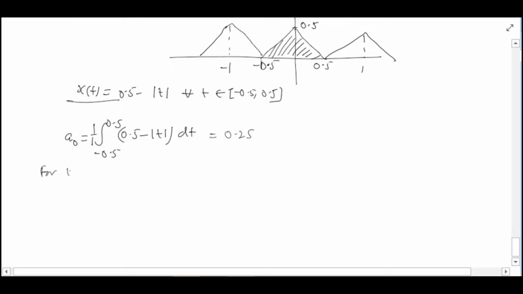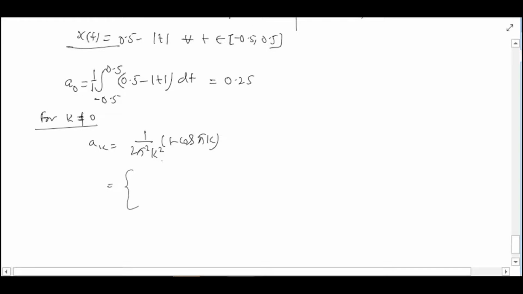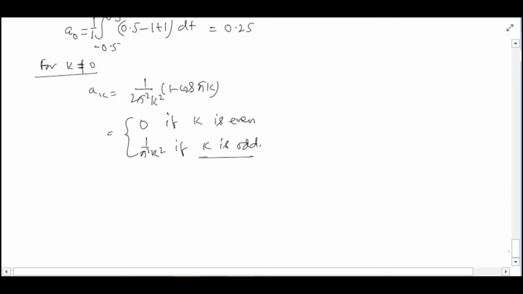If we compute coefficients a_k for k not equal to 0, we find that a_k is equal to 1 over 2 pi squared k squared times 1 minus cos pi k, which is equal to, since 1 minus cos pi k is 0 when k is even and 2 when k is odd, it turns out to be 0 if k is even and 1 over pi squared k squared if k is odd. Okay, so this is how we compute Fourier series coefficients.